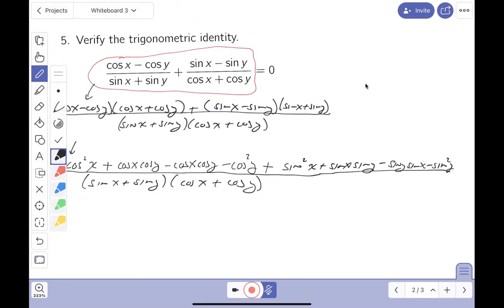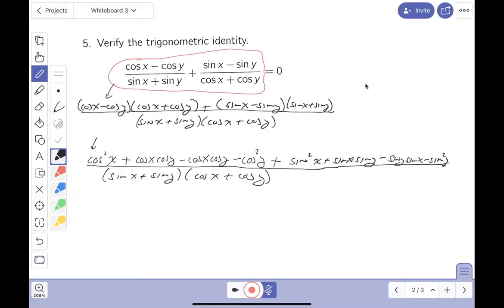I got to shrink this thing down, don't I? Well, I notice a lot of things just disappear. For example, these two disappear. These two disappear. And now I'm going to look at something here. I'm looking at this, and I'm looking at this. If you were to add those two together, you get 1.